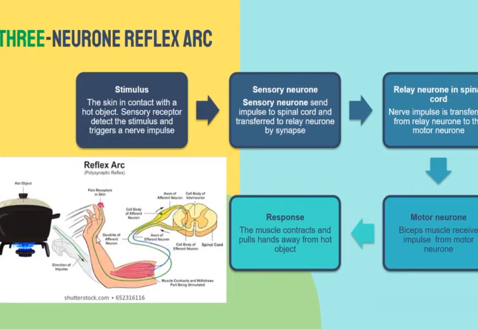The green color here refers to the sensory neurons. So the sensory neurons send the impulse to the spinal cord and transfer it to the relay neuron here. The relay neuron will then carry the impulse to the motor neuron, and the motor neuron will carry the impulse to the effector here. The effector here refers to the bicep muscle. The bicep muscle contracts and pulls the hand away from the hot object.